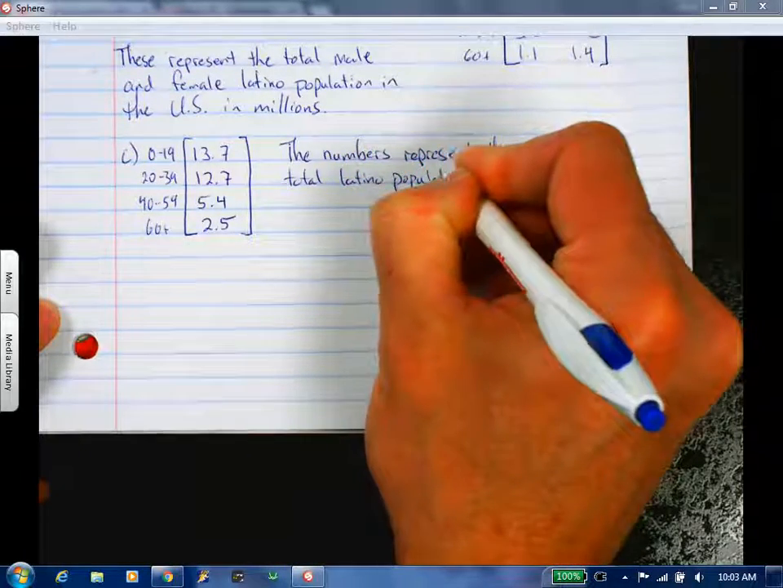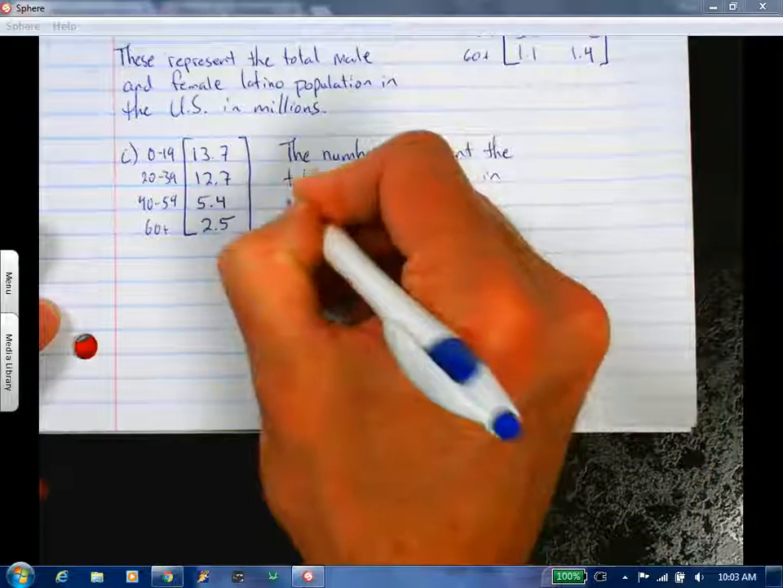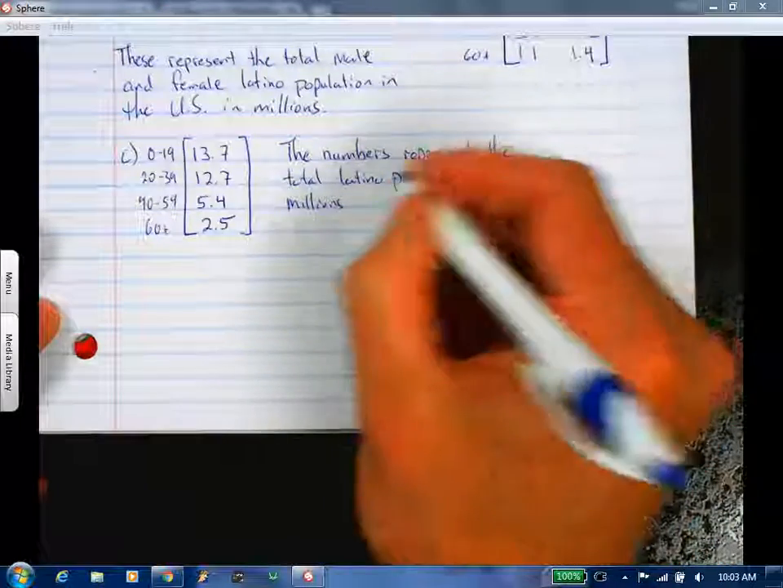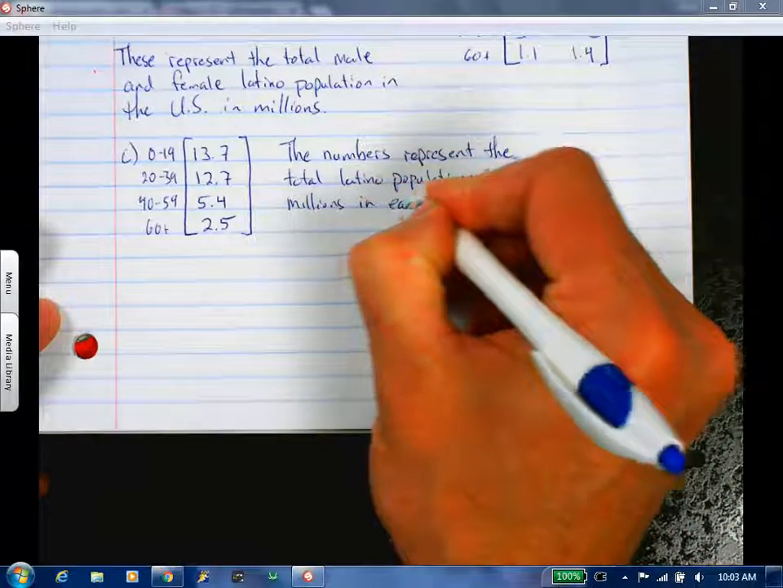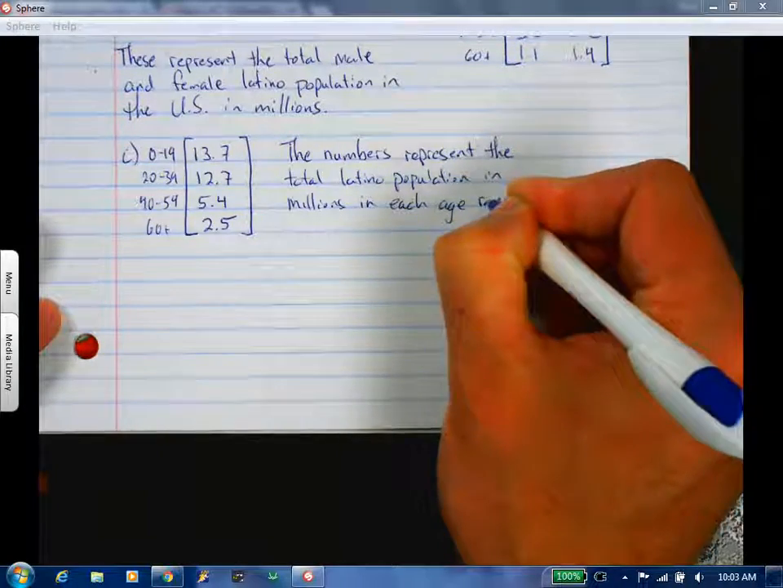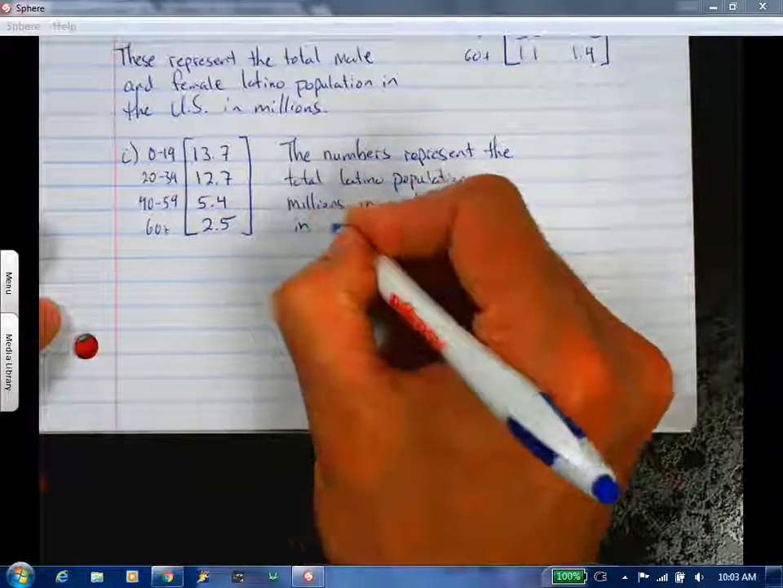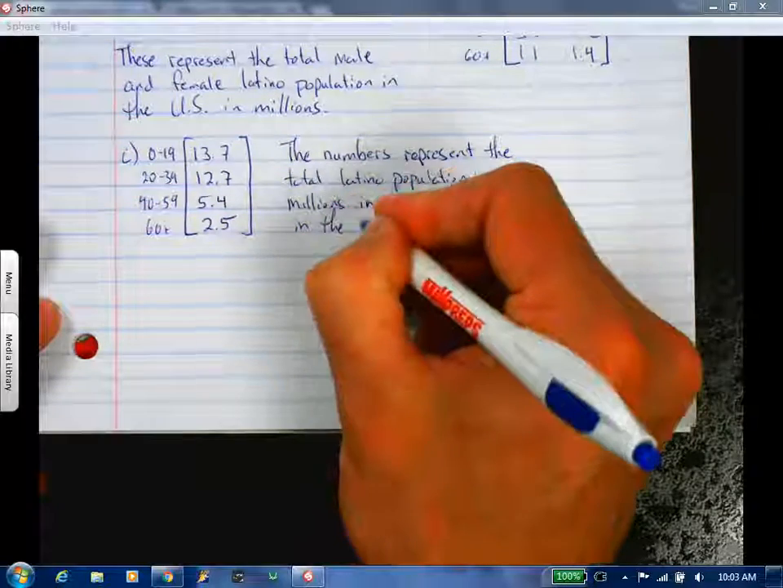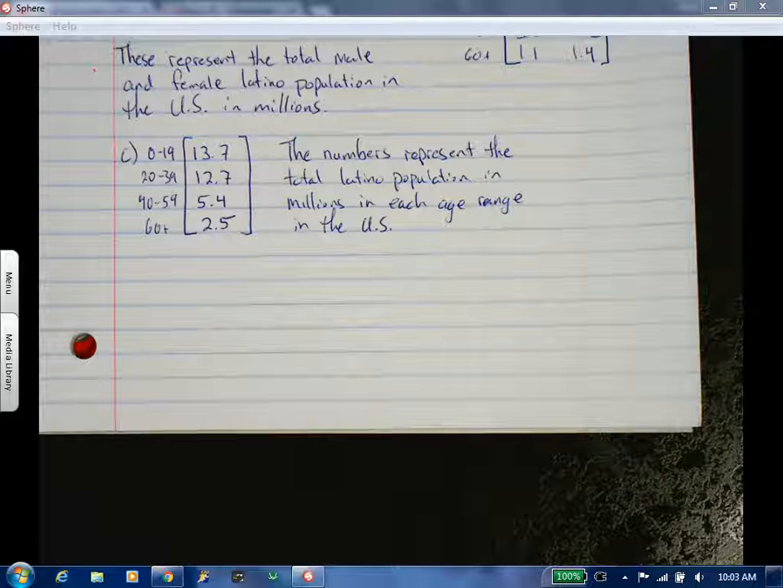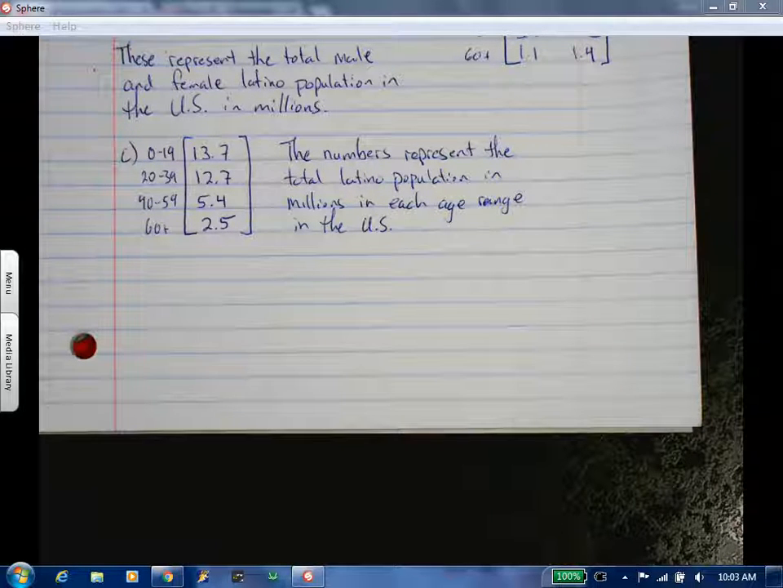Population in millions in each age range. Try to say that 10 times fast. Age range, age range, age range. Try saying it 5 times fast. You're all doing it under your breath.